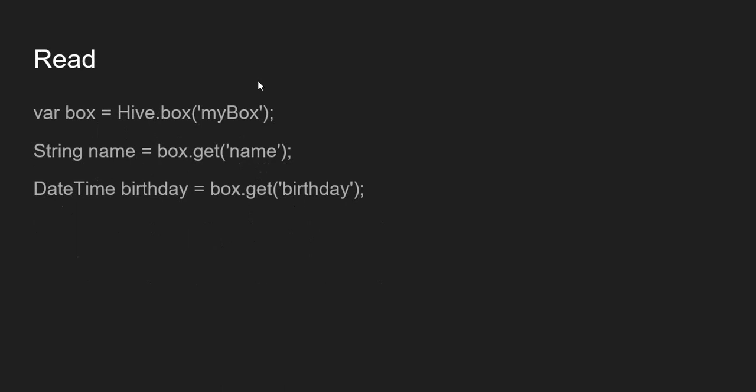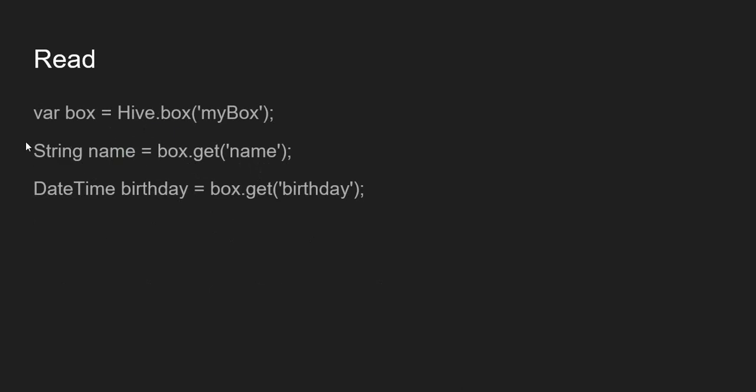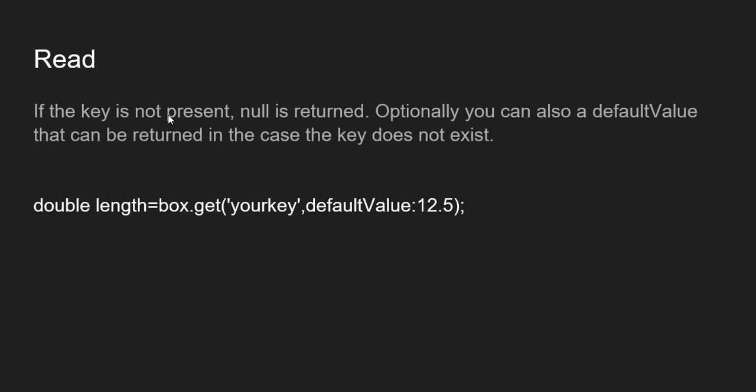And to read the data, we just need to find the box, and then just get the key name. That means as we can see here, whenever we put the name key here, and then whenever we call this string name box.get name, we shall be getting John Doe. And whenever the key is not present, then it returns null. And also we can use a default value, and we can achieve this as follows. With box.get our key, whenever it gets null, we can get the default value 12.5.